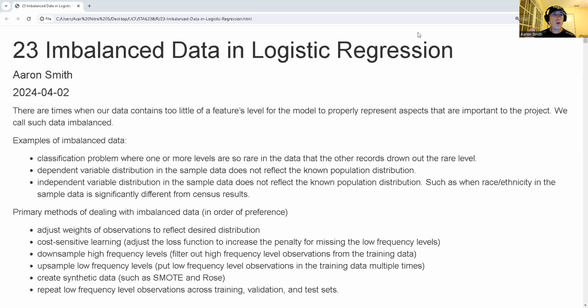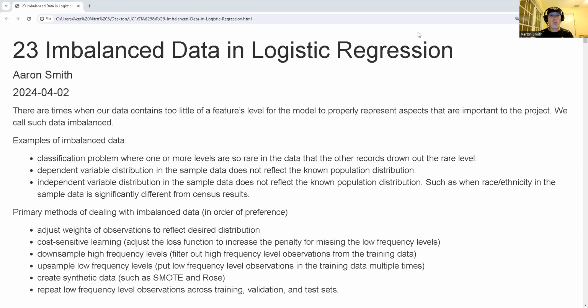Hi, in this video, we're going to take a look at handling imbalanced data when I'm fitting a logistic regression model. Imbalanced data is a situation where the proportions of my data just are out of whack for some reason or another. And so we're going to talk about ways to address this, ways to handle it.